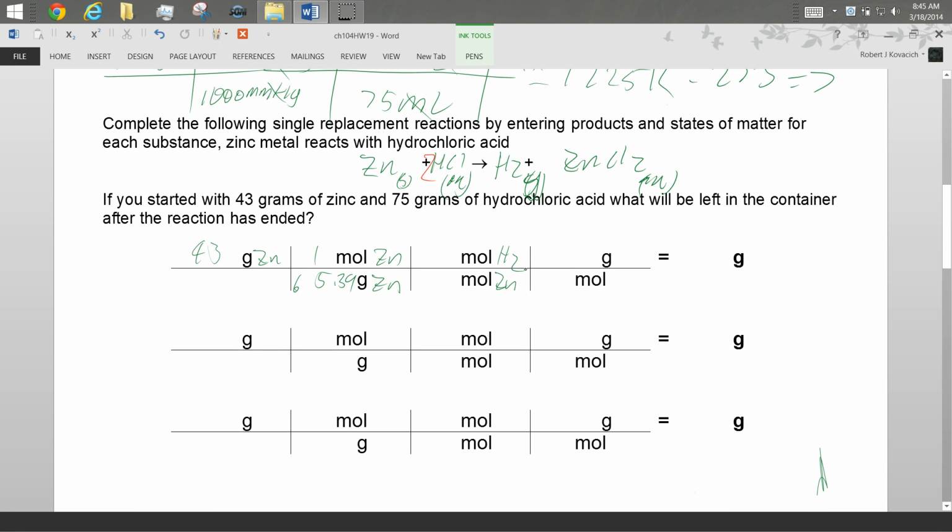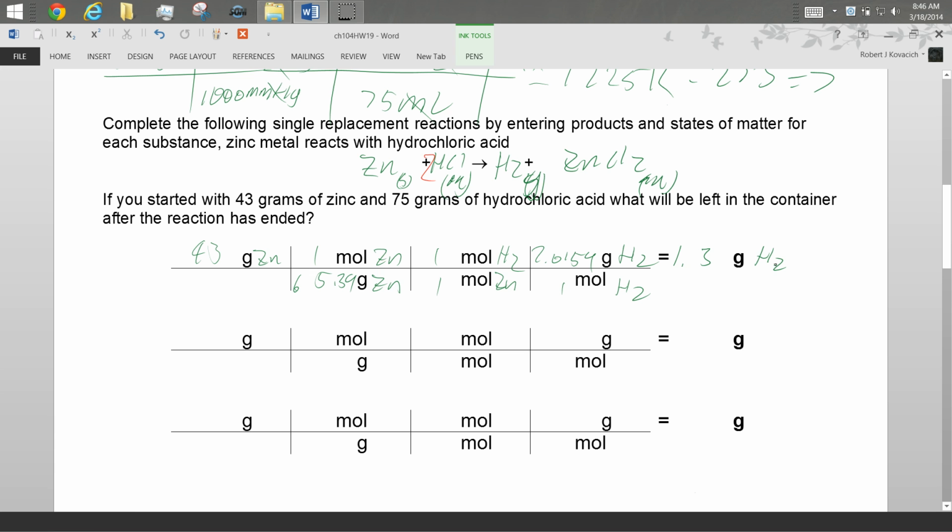And I need to put the coefficients in. So I have a 1 for each. And then for every 1 mole of the hydrogen gas, it's 2.0159 for the mass. And I end up with 43 times 2.0159 divided by 65.39. I get 1.3 grams of hydrogen gas.